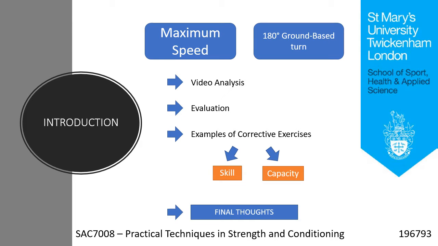In this video we're going to analyze a drill of maximum speed and a drill of a 180 ground-based turn, go through a video analysis and evaluation of the two athletes performing the two drills, examples of corrective exercises depending on skill and capacity issues that we found, and some final thoughts.